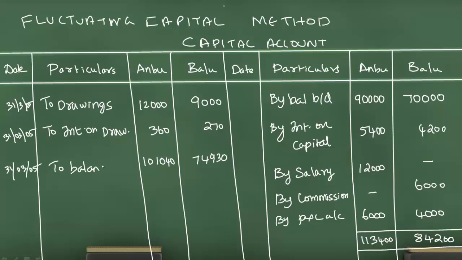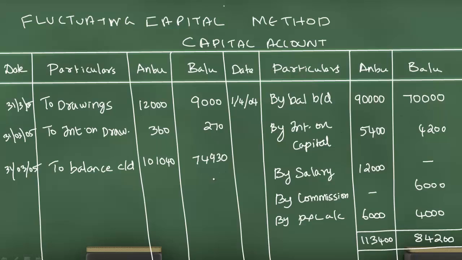In capital account as on 31st March 2005, what is the balance brought down? It is 90,000 and 70,000. When it was brought down, intentionally I have not written the date, to make that comparison now. It was brought down on 1st April 2004. On 1st April 2004, the capital of Anbu was 90,000, whereas at year end, that is 31st March 2005, it is 1,01,040. Similarly for Balu, it was 70,000, now it has touched 74,930.